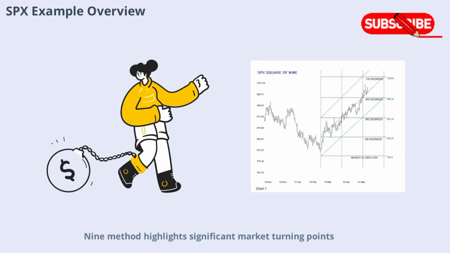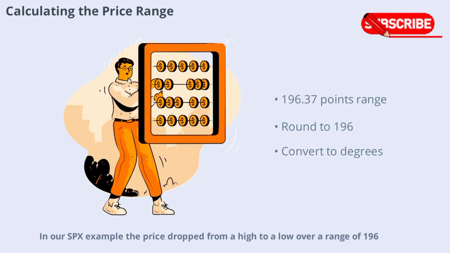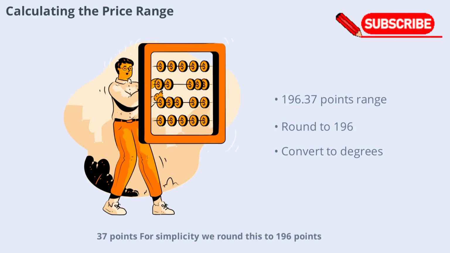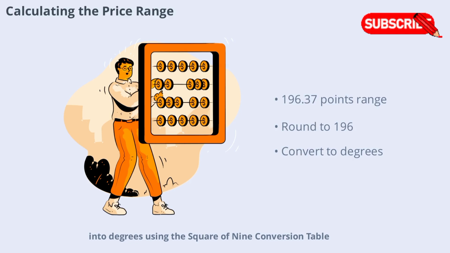significant market turning points. In our SPX example, the price dropped from a high to a low over a range of 196.37 points. For simplicity, we round this to 196 points. This number is crucial because it will be converted into degrees using the square of 9 conversion table. The conversion process translates price movement into a geometric angle, setting the foundation for comparing it with time cycles. This step is essential for aligning price and time in your analysis.